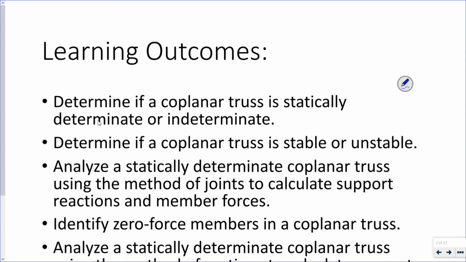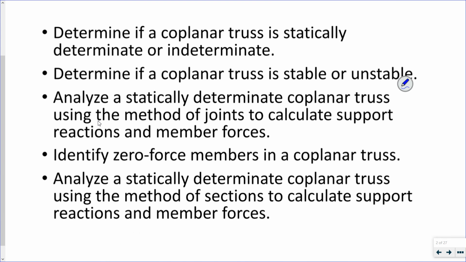By the end of this lecture, you should be able to determine if a coplanar truss, so a 2D truss, is statically determinate or indeterminate, and if it's stable or unstable. Then you can also analyze that statically determinate truss using either the method of joints or the method of sections to determine the support reactions and the member forces. And then we should also be able to identify zero force members in the coplanar truss.